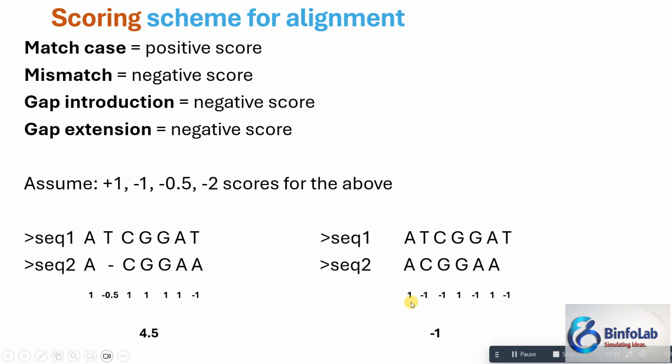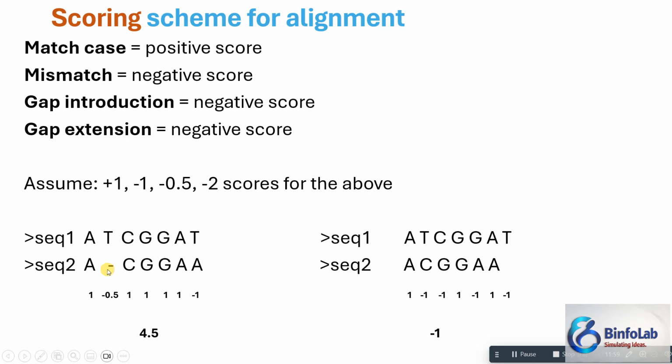Compare these two scenarios. In this case, if we assume that this result is the correct one, it means these sequences are not related to each other because the score is negative. But if we assume that this result is the correct one, then it means that these sequences are related to each other, as compared to this result. So what is the difference between these two alignments? Because the sequences are similar, the difference is the gap.